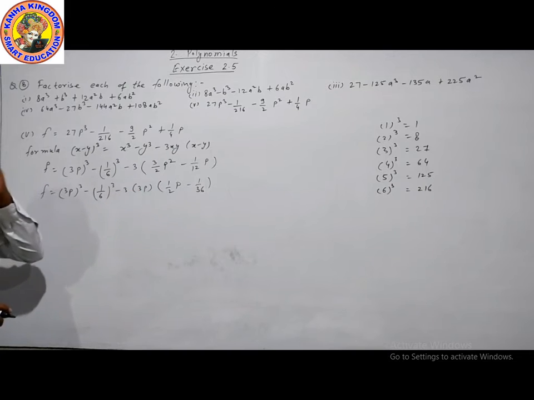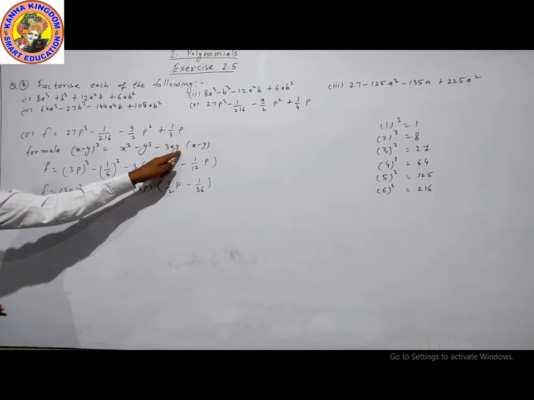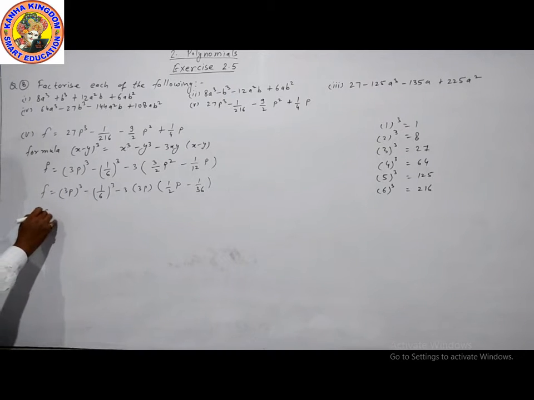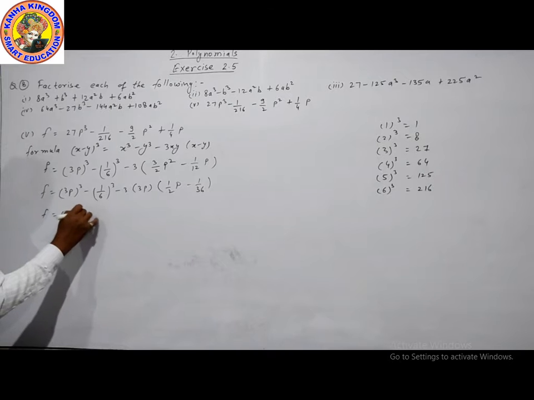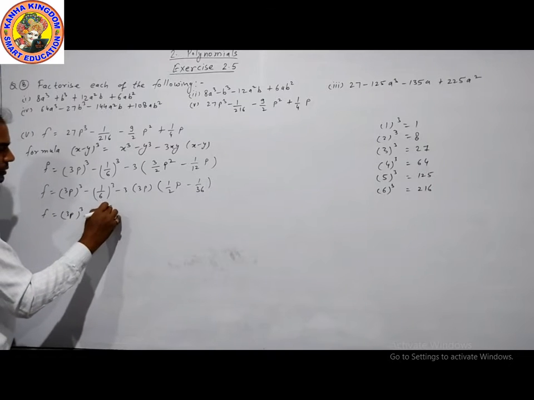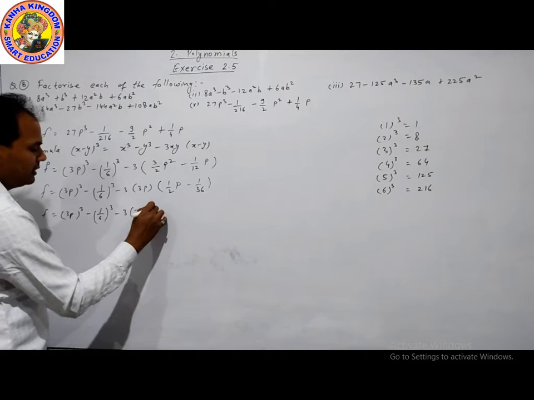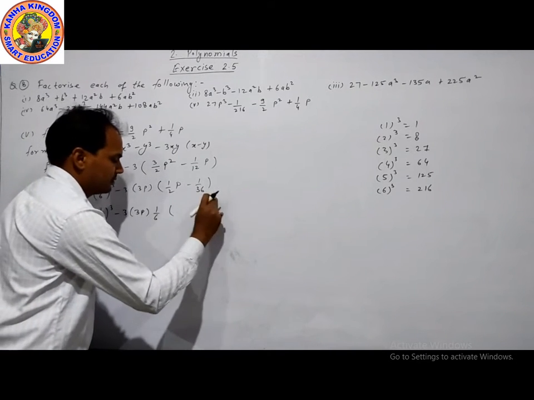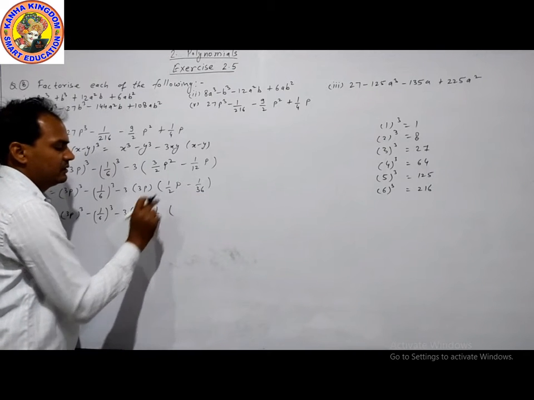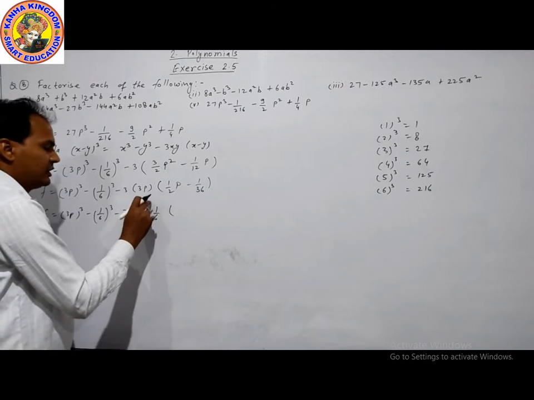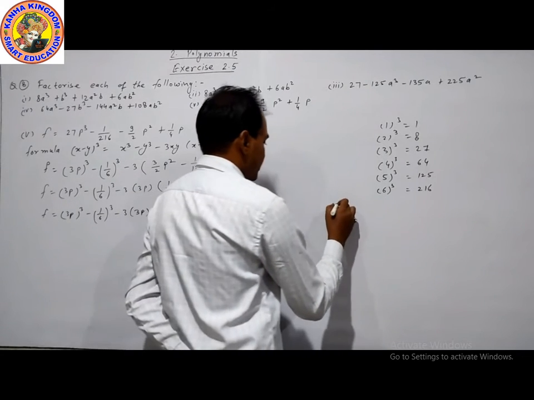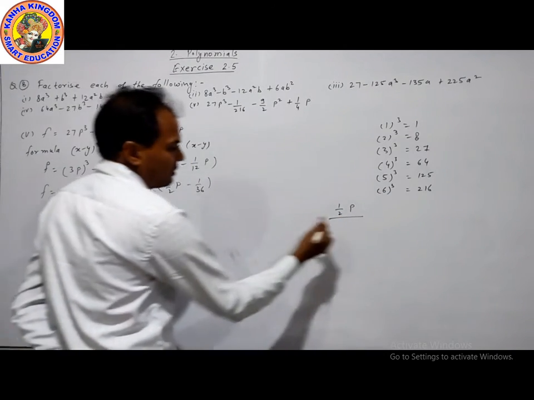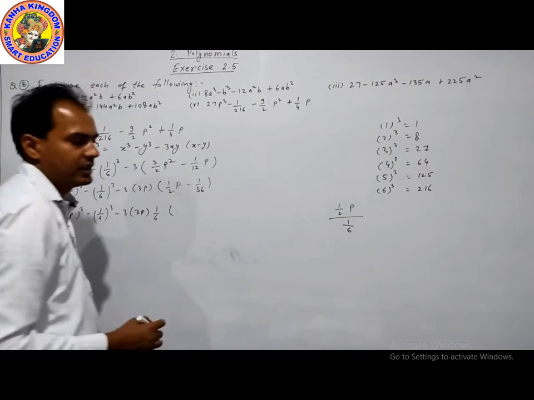Now taking x as a common, then taking y as a common. y is 1 by 6, so we are taking 1 by 6 as a common. 3p cube minus 1 by 6 cube minus 3, 3p, then 1 by 6. Taking 1 by 6 as a common, dividing by 1 by 6, this is our 1 by 2p, dividing by 1 by 6, 1 by 6.